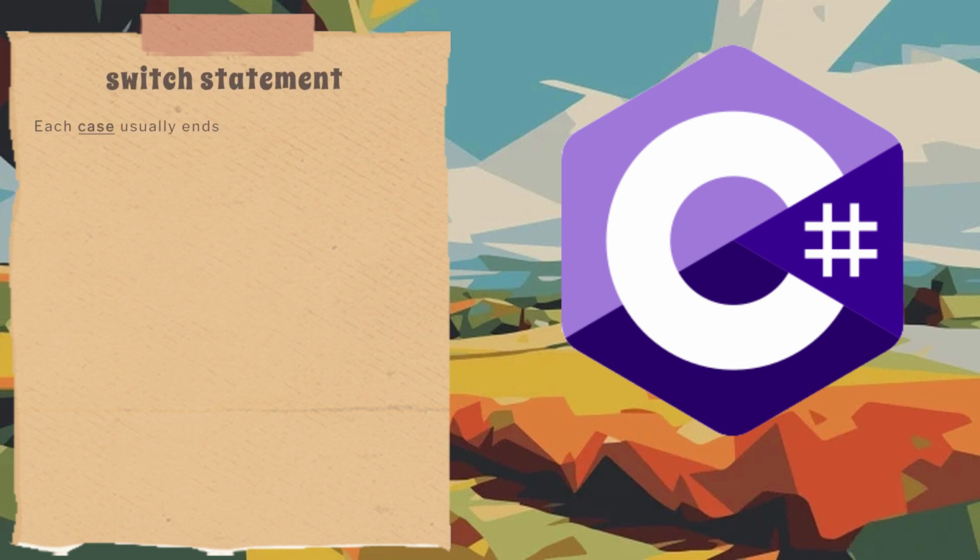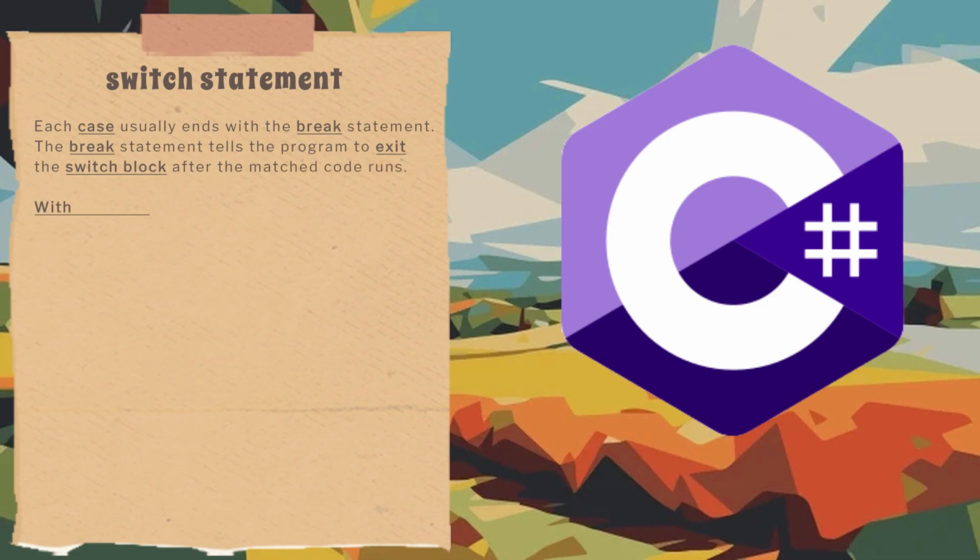Each case usually ends with the break statement. The break statement tells the program to exit the switch block after the matched code runs. Without break, the program will continue running the next cases, which can cause unexpected behavior.